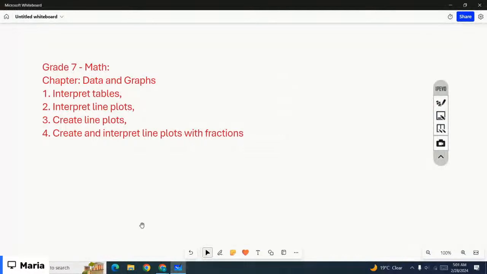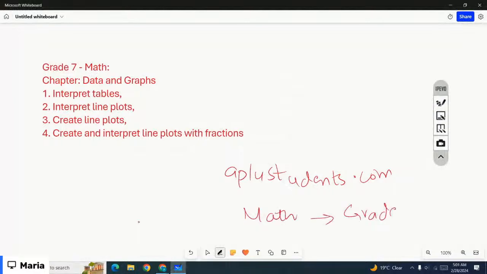We are here for grade 7 math. You can find all the lessons on aplusstudents.com. You have to log in there using your email address, and the password is provided by the administrator. Then you have to select math from the subject tab, scroll down to grade 6, grade 7 and then click on view all lessons. There you can find a list of the chapters.